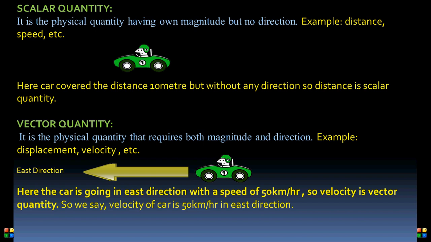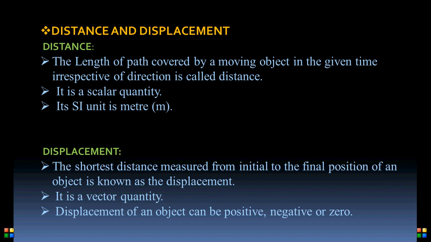Now we talk about distance and displacement. Distance, the length of path covered by a moving object in the given time, irrespective of direction, is called distance. Again, in distance we do not talk about the direction. We just talk about the path covered by the object. We only talk about the numbers. We do not mention any direction here. So it is a scalar quantity. Its SI unit is meter.